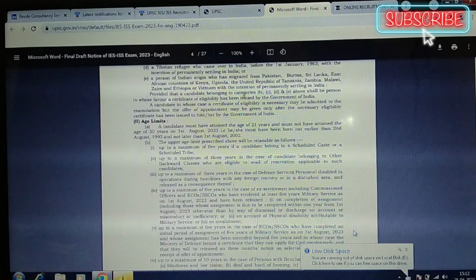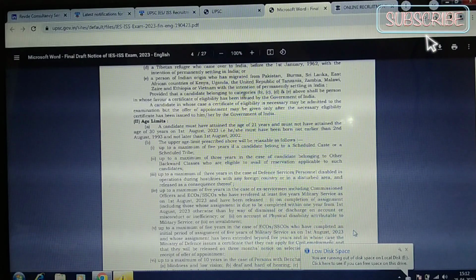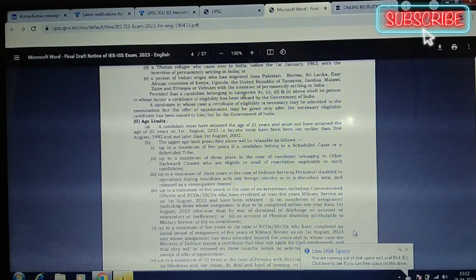And up to a maximum of 3 years in the case of defense services personnel disabled in operations during hostilities with any foreign country or in a disturbed area and released as a consequence thereof.